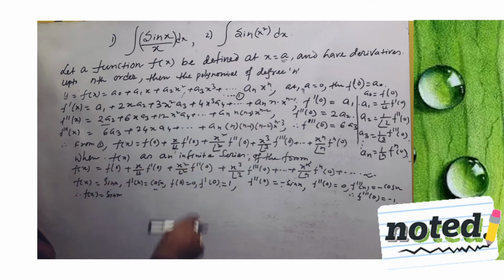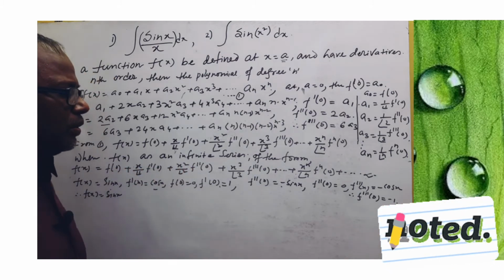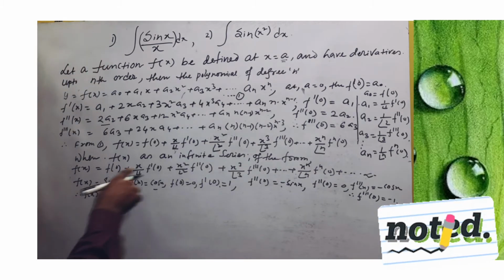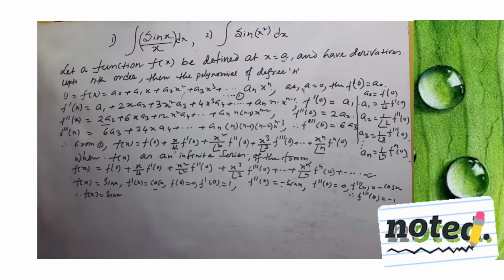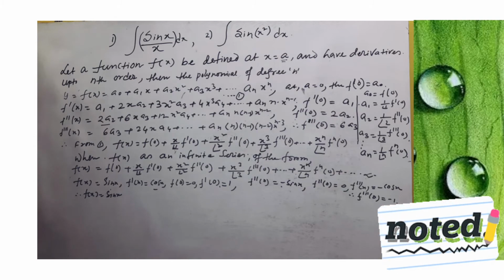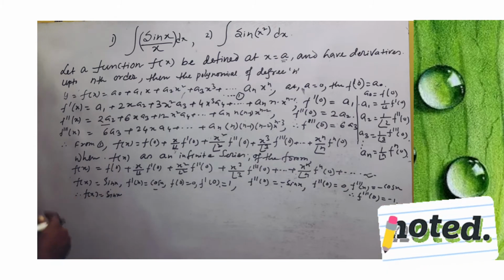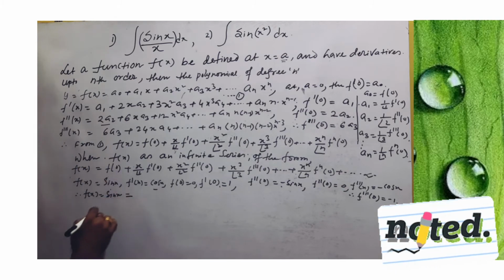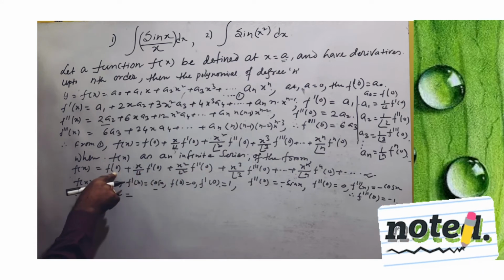Actually, this series is known as the Maclaurin series. With its help we find the expansion of the sine series. This is the sin x expansion, and this is the formation of f(0).